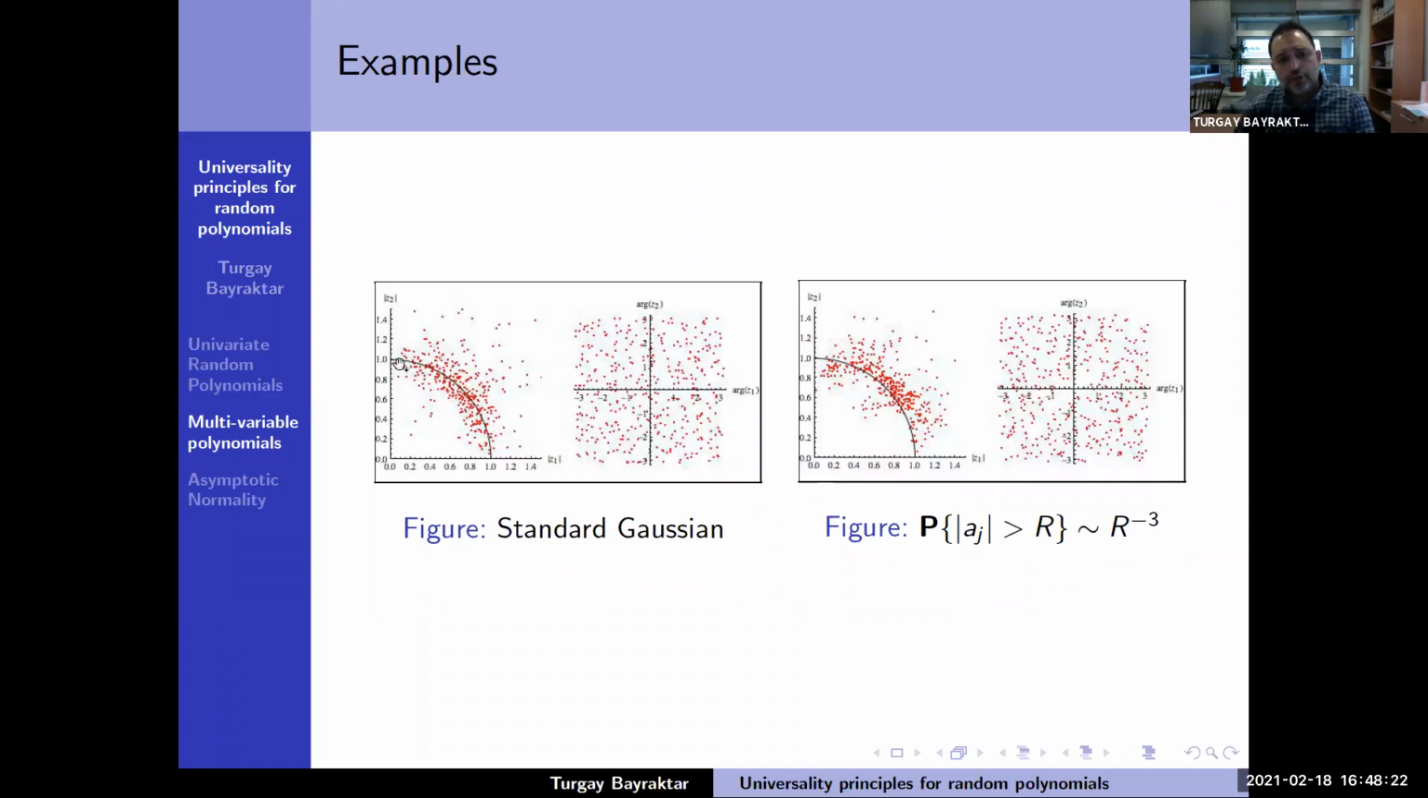You see, in dimension 2, you can denote the sphere as |z1|^2 + |z2|^2 = 1. So this is the boundary of the sphere in this picture, and these are the arguments of the zeros. And the same sort of experiment is done for a different random variable, and then this is the picture that comes up.